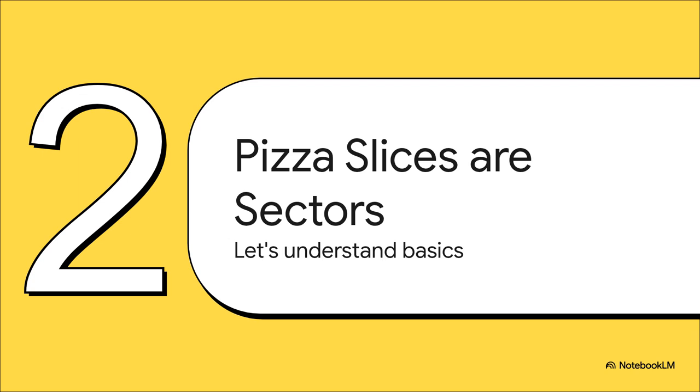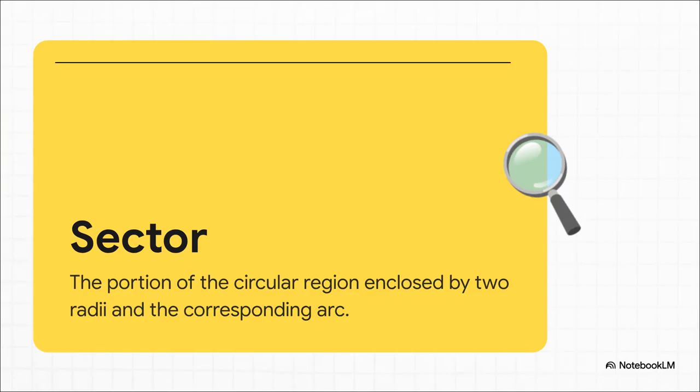Now, let's just quickly look at the official definition. Okay, so the textbook says it's the region enclosed by two radii and an arc. But forget all that textbook language. Just think about your pizza slice. The two straight sides of the slice, those are the radii. And that yummy, crusty part at the end, that's the arc. See? You already know what a sector is.